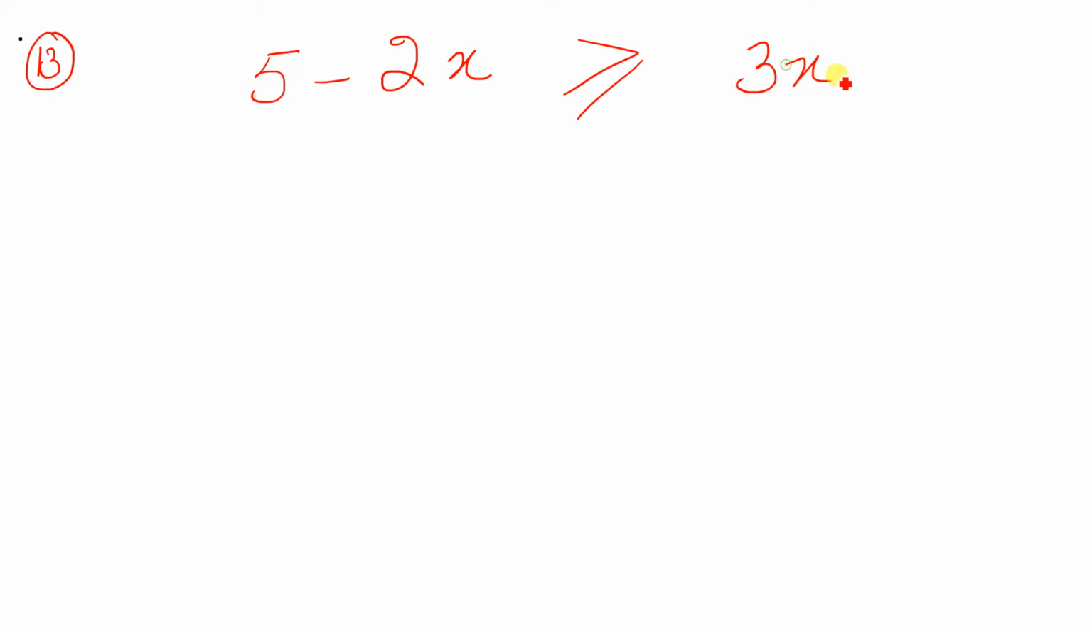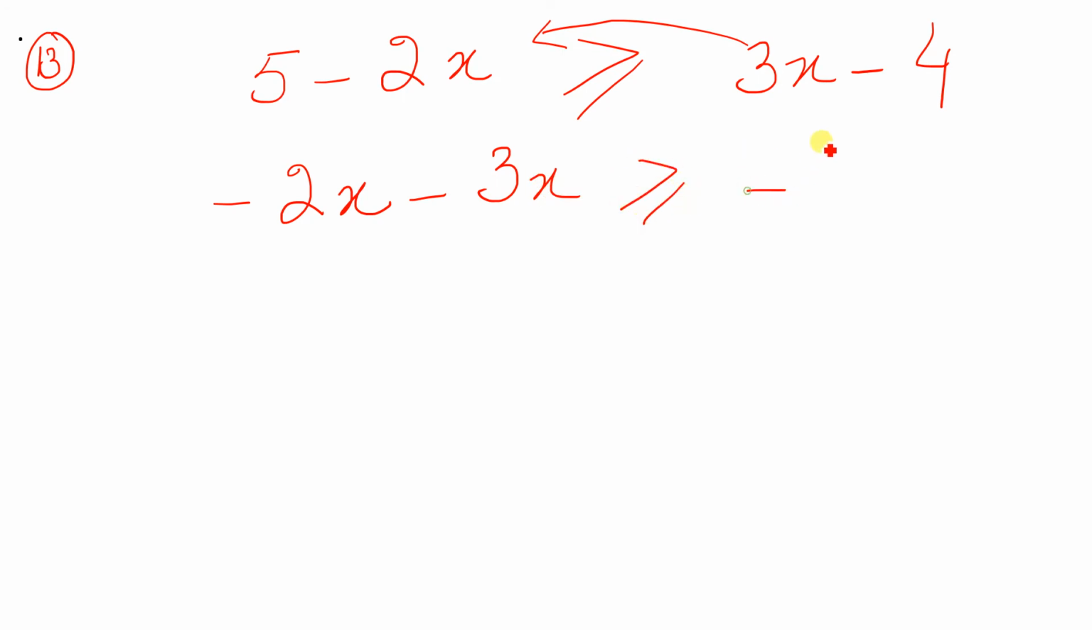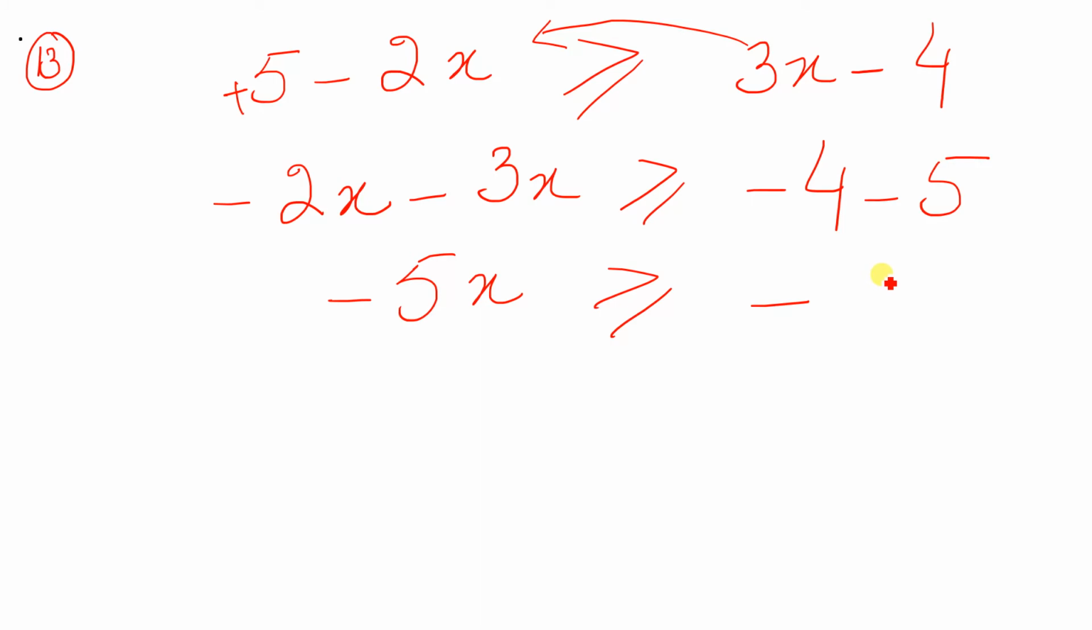And then is question number 13: 5 - 2x is greater than or equal to 3x minus 4. What is the first step? We have to take the transpose. All the variables we have to bring on one side, and all the constants. This -4 will remain the same, but we have to take the transpose of this +5, which will be -5. So it is -5x, which is greater than or equal to -9.